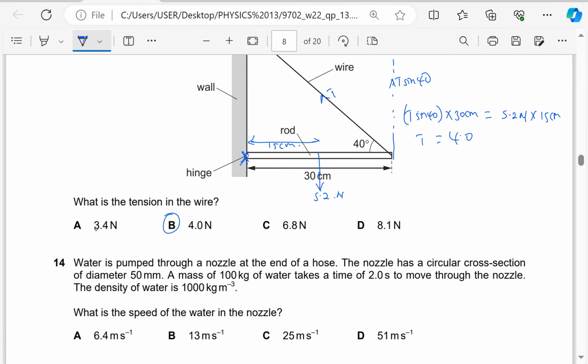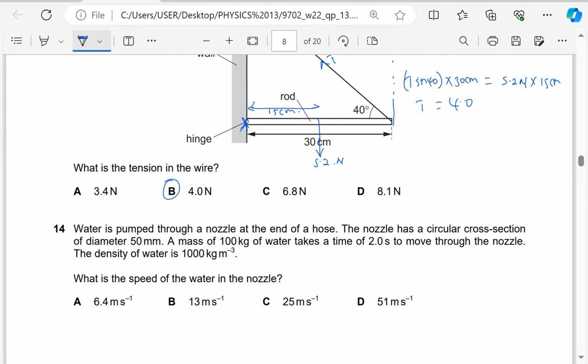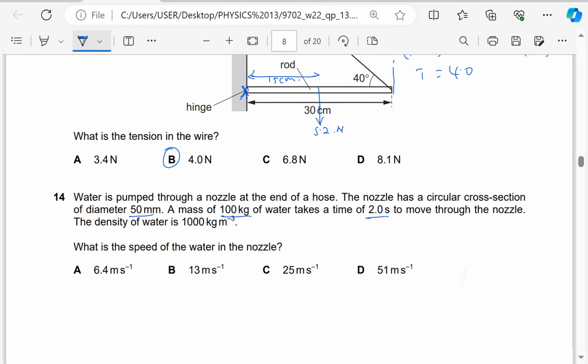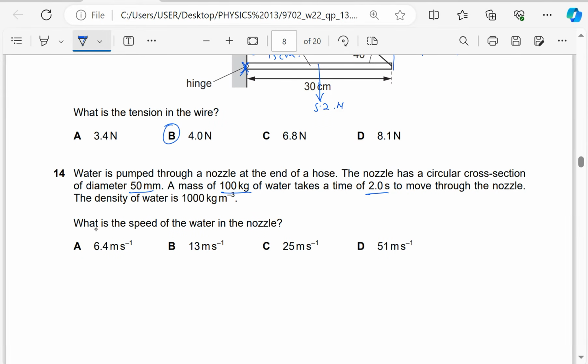Water is pumped through a nozzle at the end of a hose. The nozzle has a circular cross-section of diameter 50 millimeters. A mass of 100 kilograms of water takes a time of 2 seconds to move through the nozzle. The density of water is 1000 kilograms per meter cubed. What is the speed of the water in the nozzle? Okay, I think this is very easy.